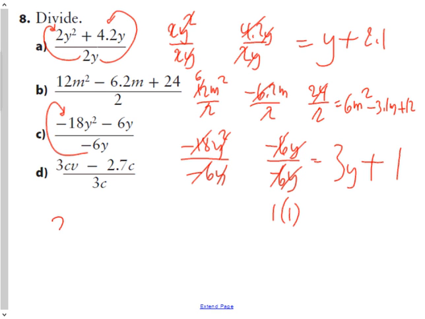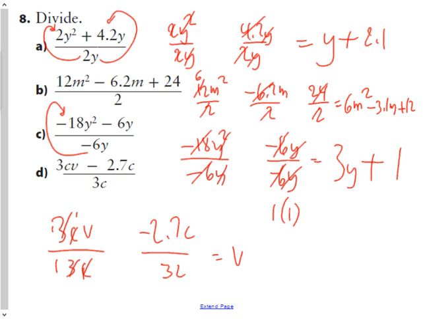And finally, D, 3CV divided by 3C, and a negative 2.7C divided by 3C. 3 divided by 3 will cancel each other out. C divided by C, actually, we can think of it as 1 and 1, 1 and 1. But 1 times V is still just V over 1, or V. Negative 2.7 over 3 is going to be a negative 0.9. C divided by C becomes 1, or if I can put a 1 there, but it doesn't matter because it doesn't affect it. It's still multiplication, and I end up with a final answer of V minus 0.9.